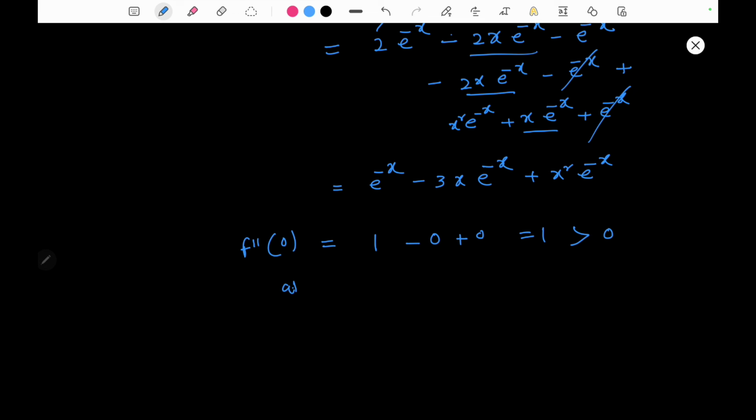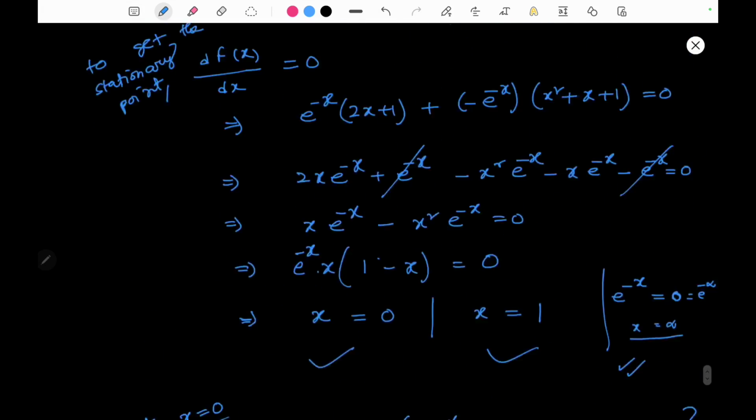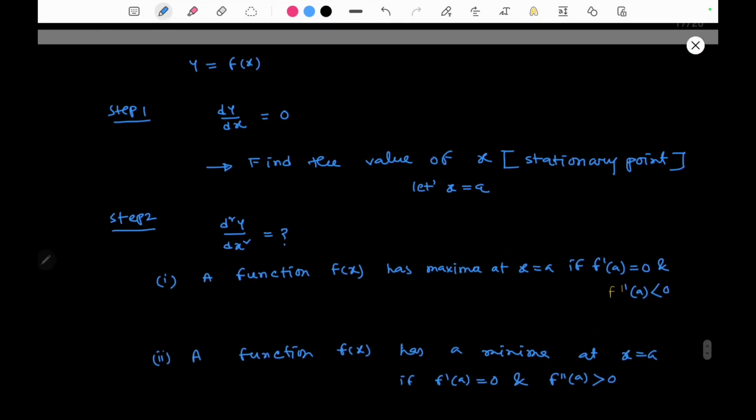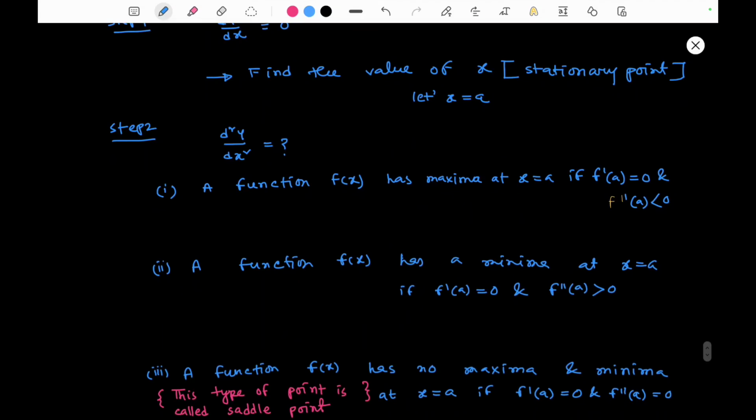So at x equal to 0 the stationary point we will get is a local minima point. Okay, because here we have written the condition. Hope you are able to relate. If f double dash is less than 0, it is a maxima; here it is greater than 0, as we are getting 1, so it will be minima.